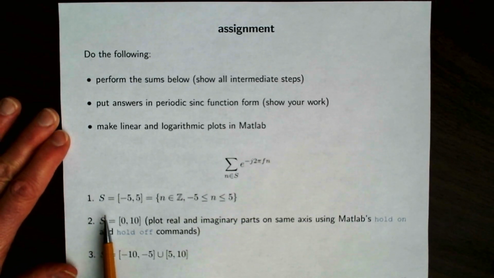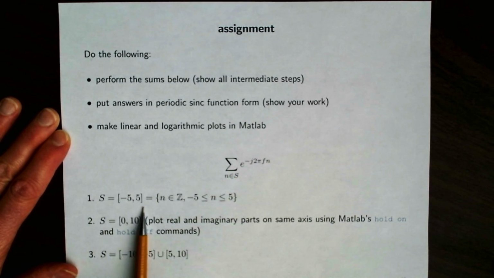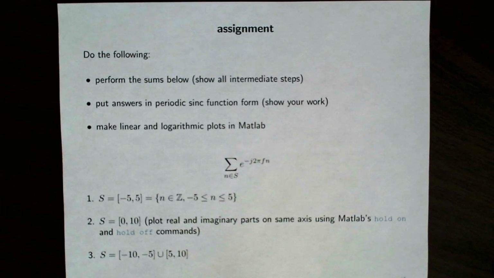So the 3 sums that I'm asking you to do are: one is a sum over a symmetric interval, one is a sum over a non-symmetric interval, and then the third is a sum over 2 disjoint intervals. I wish you good luck.